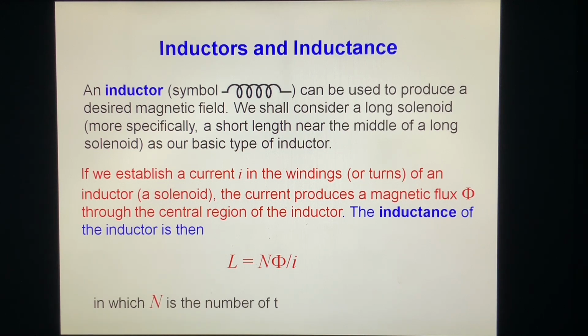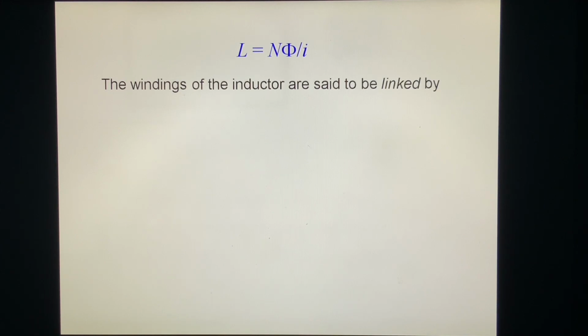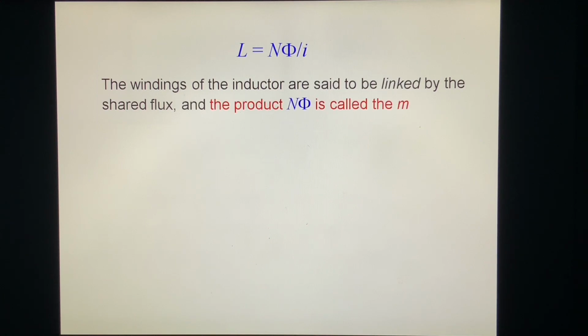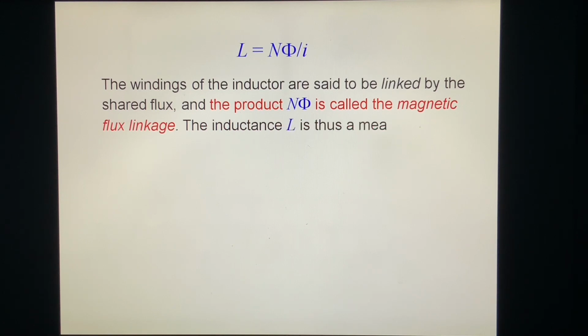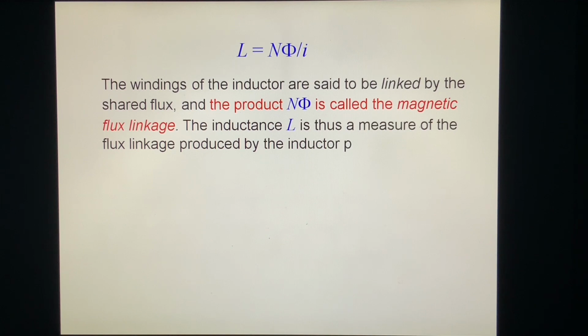in which N is the number of turns. L equals N phi over I. The windings of the inductor are said to be linked by the shared flux, and the product N phi is called the magnetic flux linkage. The inductance L is thus a measure of the flux linkage produced by the inductor per unit current.